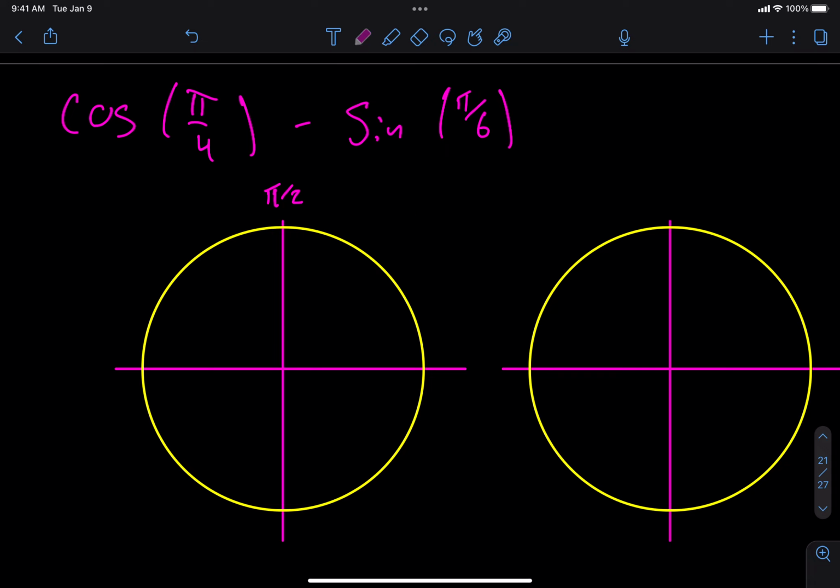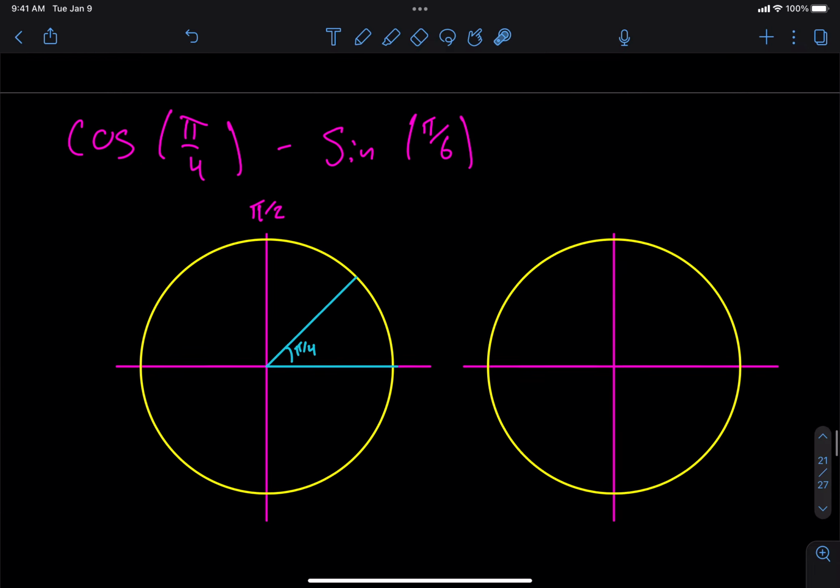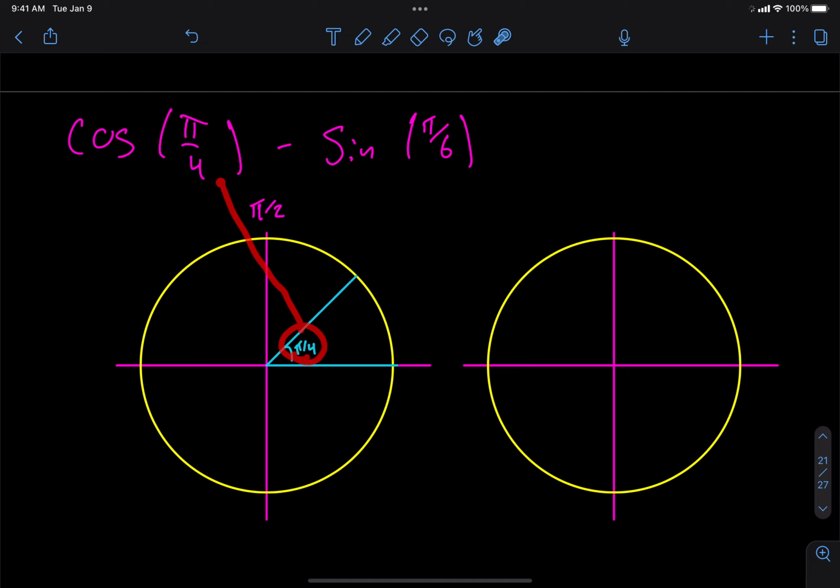Maybe I'll use a different color. So this is our angle. We put one side on the positive x-axis, and we measure however many degrees or radians in the counterclockwise direction. So this angle here is pi over 4. And what is my goal? My goal is to use pi over 4 as the input in the cosine function.